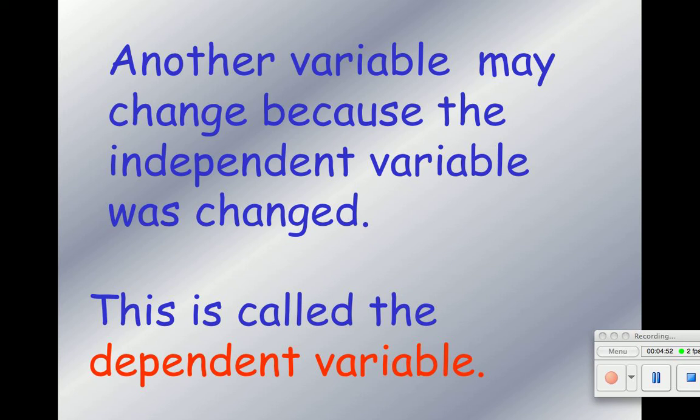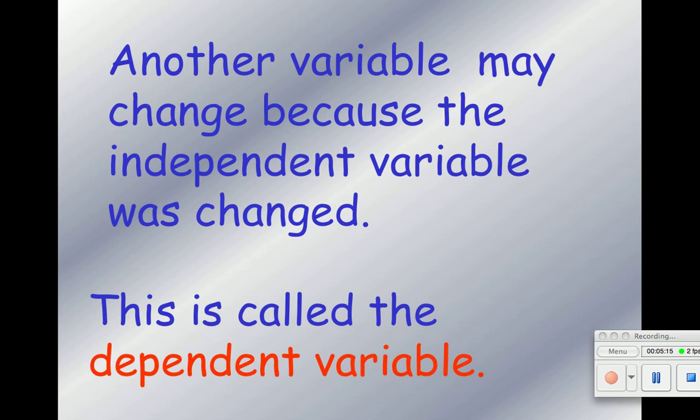Another variable may change because I've changed my independent variable. So depending upon the type of fertilizer might show me the type of growth that I'm getting in my corn. The corn's growing better in, let's say, manure. The corn's growing better in a commercial fertilizer. The corn's growing better with no fertilizer at all, for example.